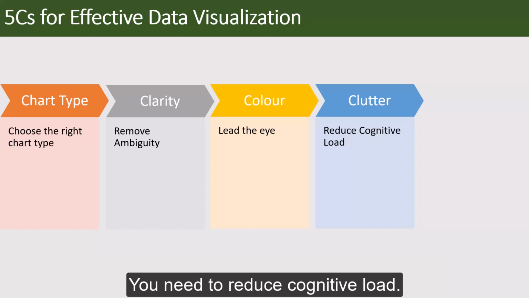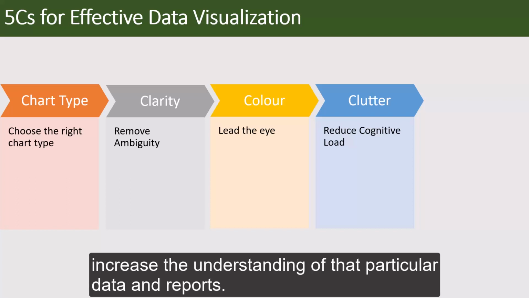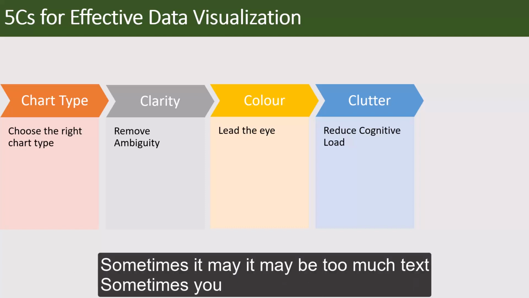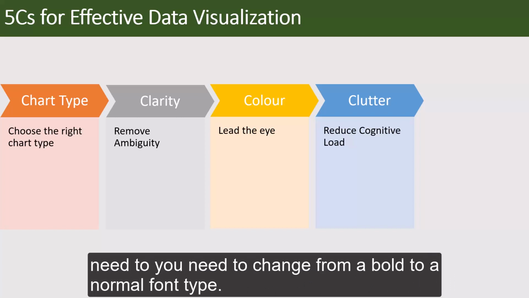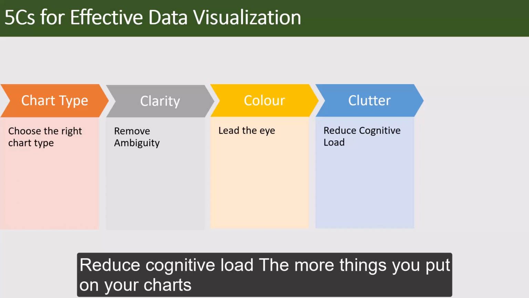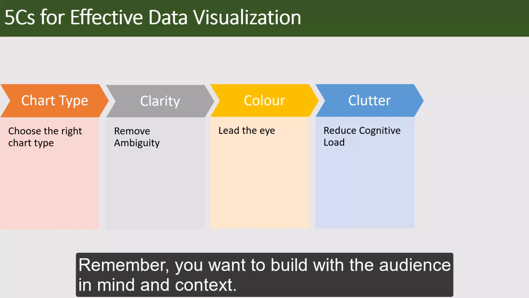You need to reduce cognitive load. Remember, anything that does not add more information or increase the understanding of that particular data and report, remove it. Sometimes it could just be grid lines. Sometimes it may be too much text. Sometimes you need to change from a bold to a normal font type. All these things could be clutter that you need to remove. Reduce cognitive load. The more things you put on your chart, the more cognitive load you are putting on your audience. Remember, you want to build with the audience in mind.